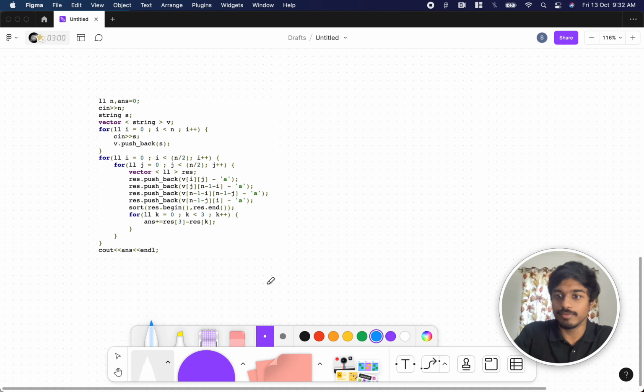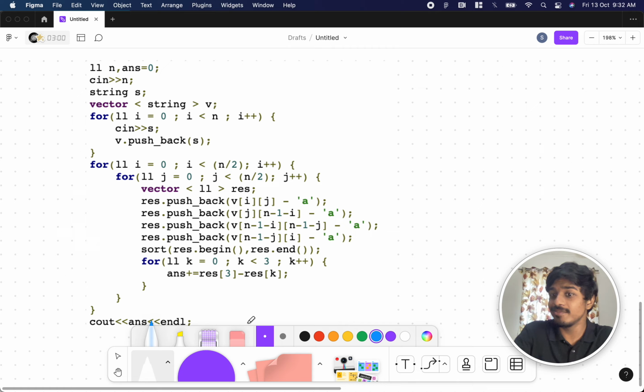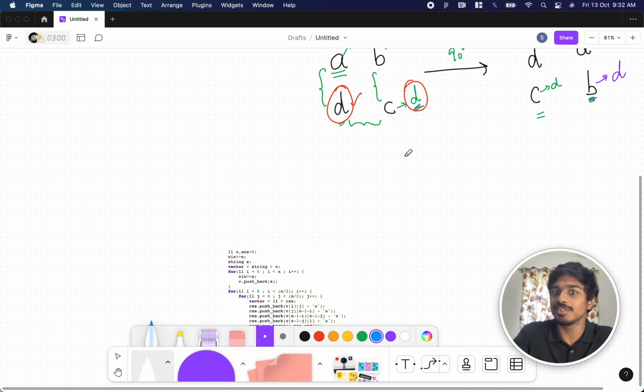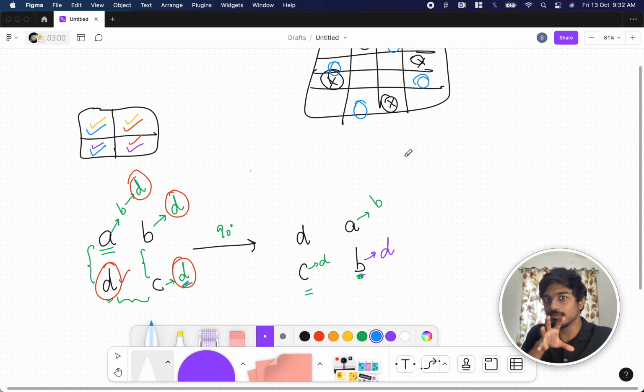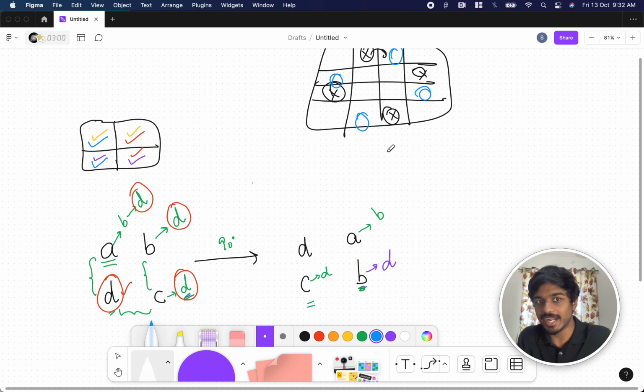Now let's see how we code it. How can we prove this, right? Since we just saw in this matrix, we can very well see that everything is interdependent on each other. So we don't have to care about it. Every character should be the same and it should be the highest element.